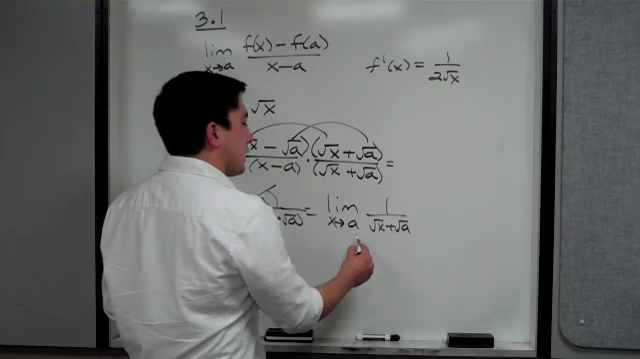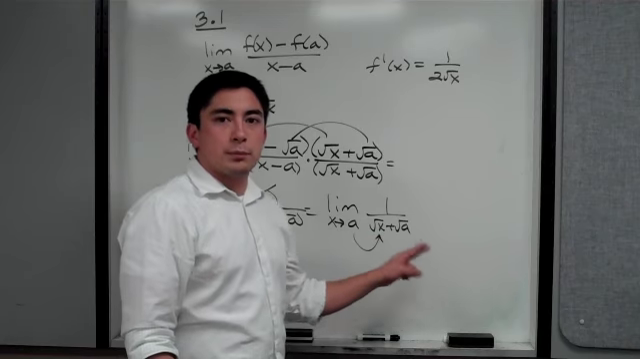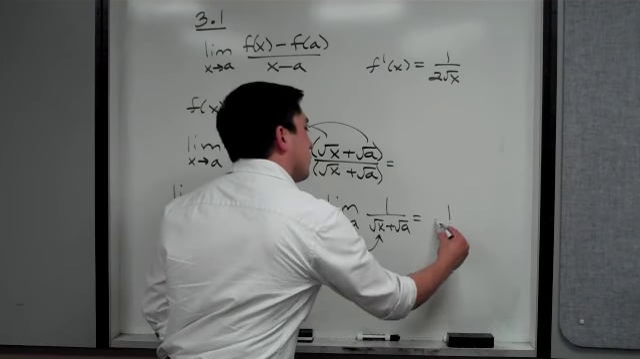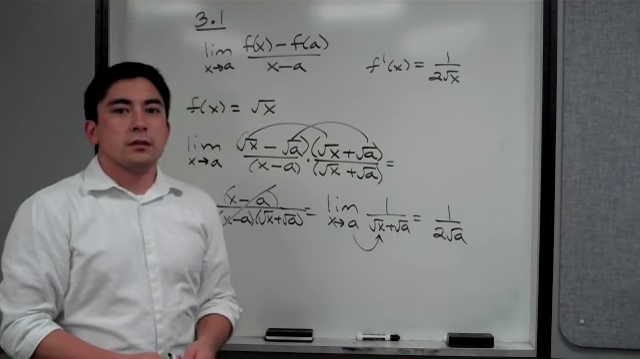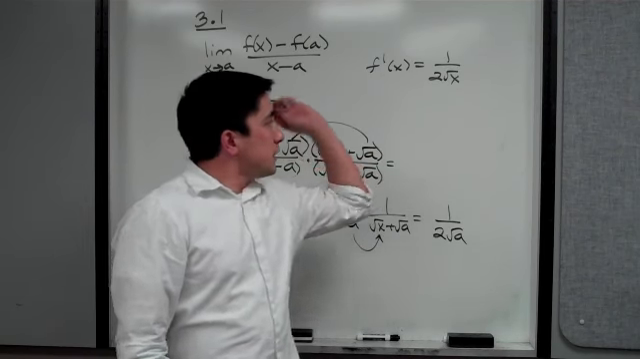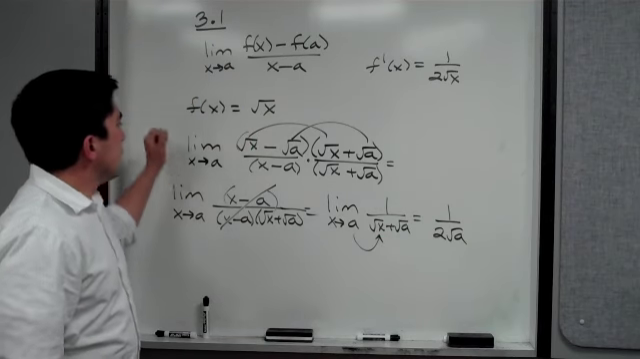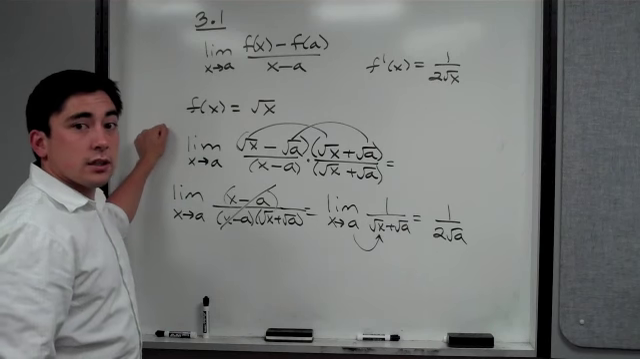Now we can go ahead and plug that in. Plug a in for x. So you have root a plus root a, which is 2 root a. So 1 over 2 root a, which, switching the variables, actually ends up being the same thing. So that is how we use this way right here. Okay? So good luck with that.